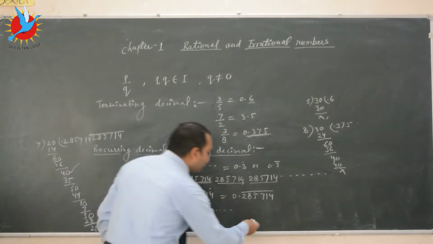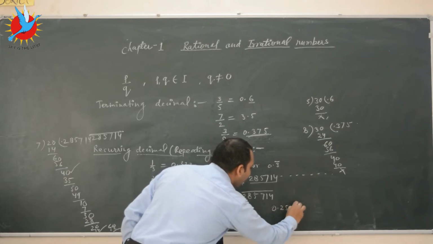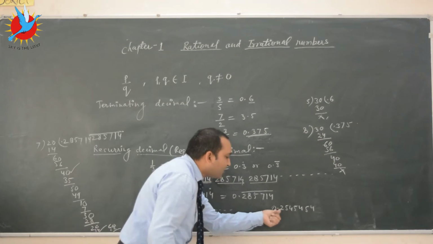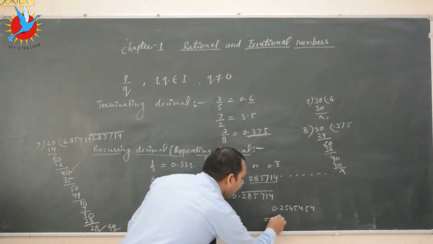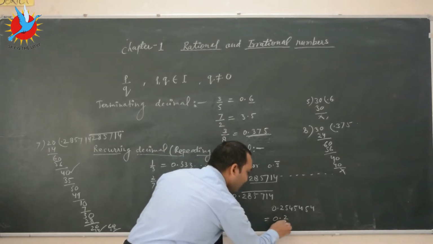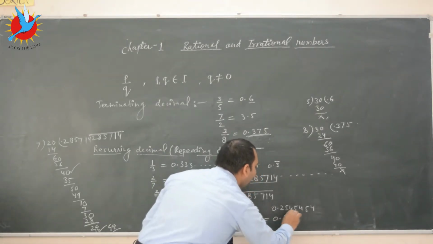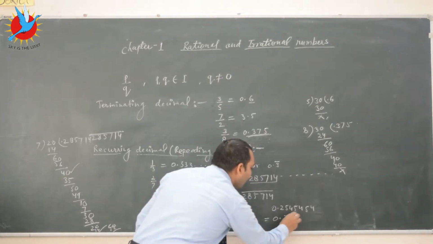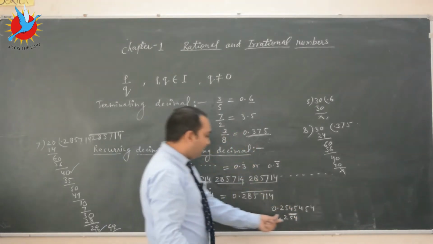For example, this is also a recurring number: 0.254545... 2 is not repeating, but after the decimal place 5454 repeats, so we can write 0.2 and then 54. 2 is not repeating, that's why we write 54 under a vinculum, that is a bar, so 54 bar. This 54 is repeating continuously.